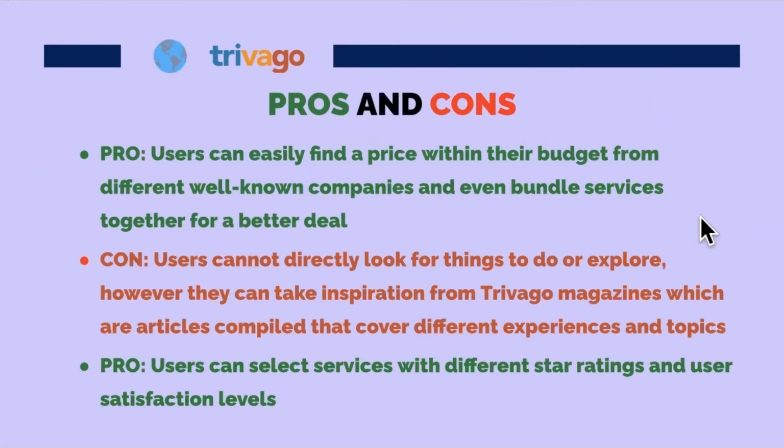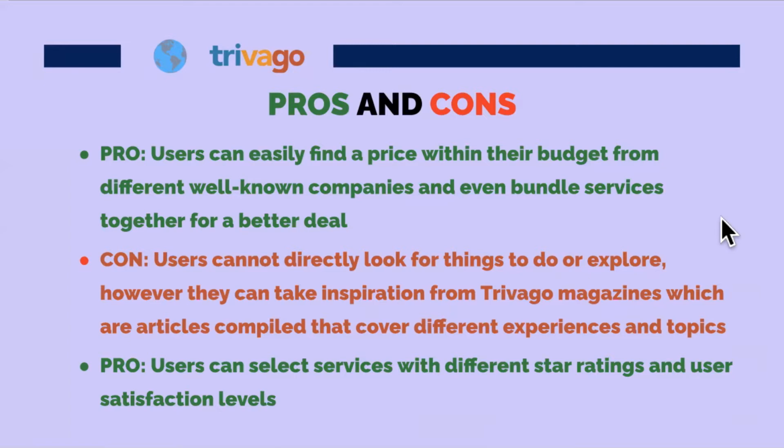Pros and cons. Pro, users can easily find a price within their budget from different well-known companies and even bundle services together for a better deal. Con, users cannot directly look for things to do or explore. However, they can take inspiration from Trivago magazines, which are articles compiled that cover different experiences and topics, and that is directly on the website of Trivago itself. Another pro is that users can select services with different star ratings and user satisfaction levels.